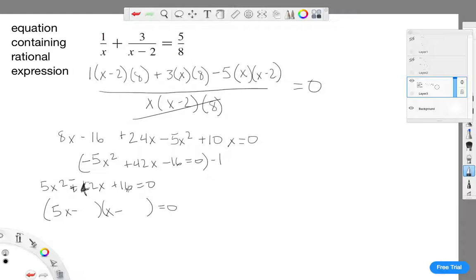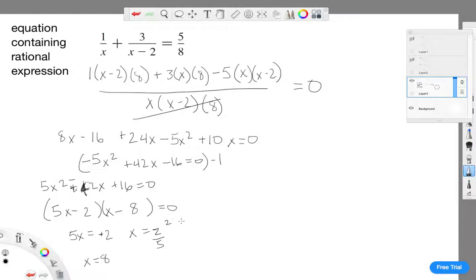Alright, so how about 8 and 2? 5 times 8 is 40. Yep. 1 times 2, so 42. 5 times 8 and 1 times 2, the sum is 42. 8 and 2 multiplied by one another is 16. So you've got 5x minus 2 equals 0, or 5x equals negative 2. So x equals 2/5, and x minus 8 equals 0, or x equals 8.